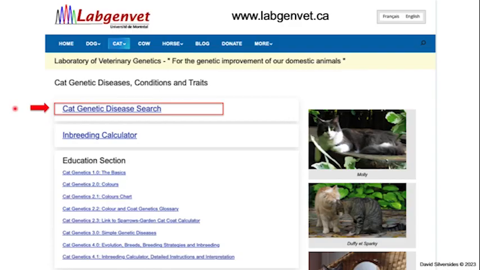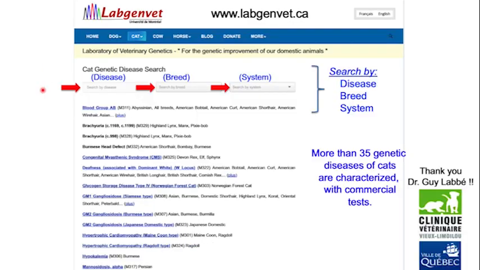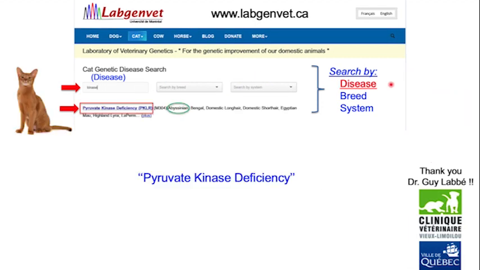So now we'll look at the resources available with the CAT genetic disease search function on the LabGenVet website. This is a database for the 35 or more genetic diseases that have been characterized for the CAT with commercial tests available. It is searchable by disease, by breed, and by system. Special recognition goes to Dr. Guy Labbé, who coded the search functions for this database. So now we'll see how it works.